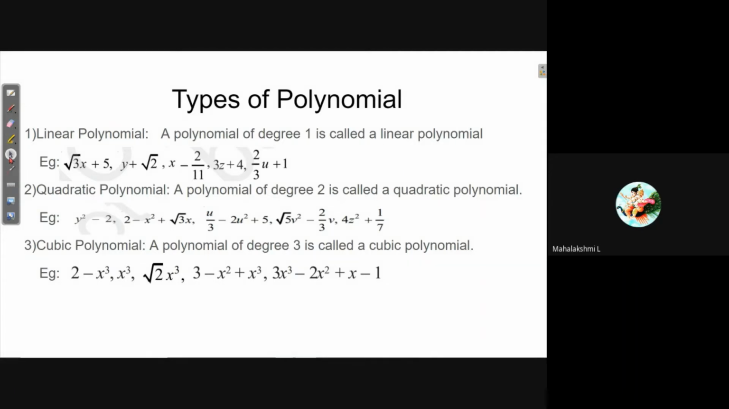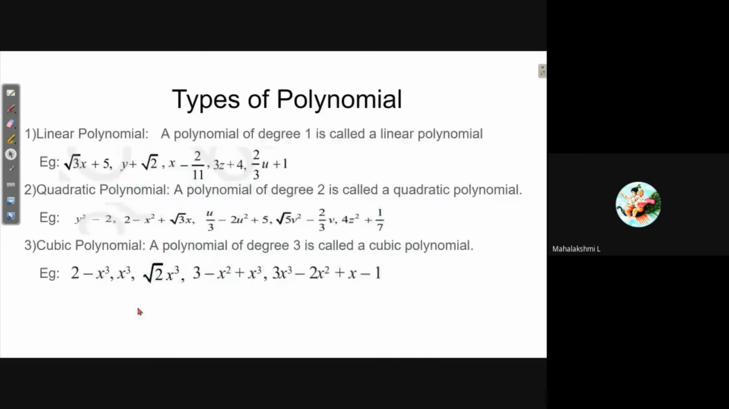Hope the concept of linear, quadratic, and cubic is clear. Linear polynomial is a polynomial of degree 1. Quadratic is a polynomial of degree 2. Cubic is a polynomial of degree 3. So, please be clear with these concepts. Moving on to the next one.